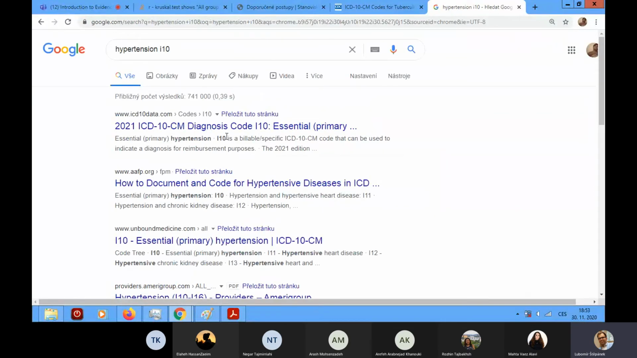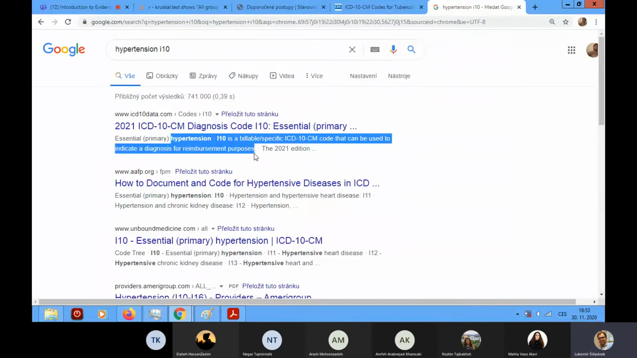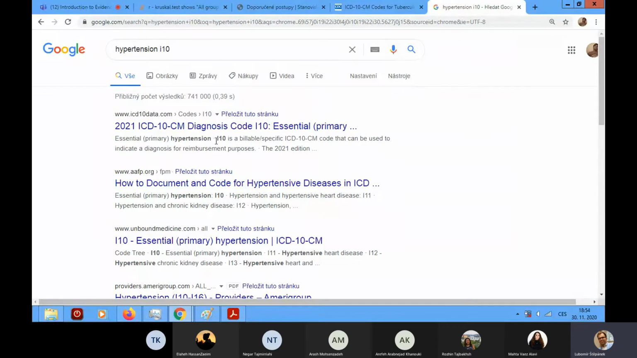Hypertension is I10. Because almost all adult patients have hypertension, all of us, all young doctors, know that hypertension is I10. You simply know it, because almost all adult patients have hypertension. I10 stands for hypertension, essential primary hypertension.